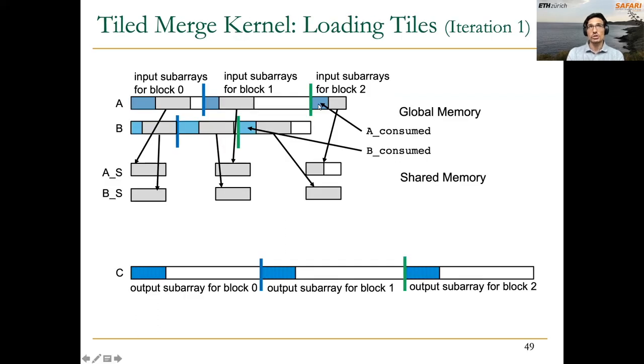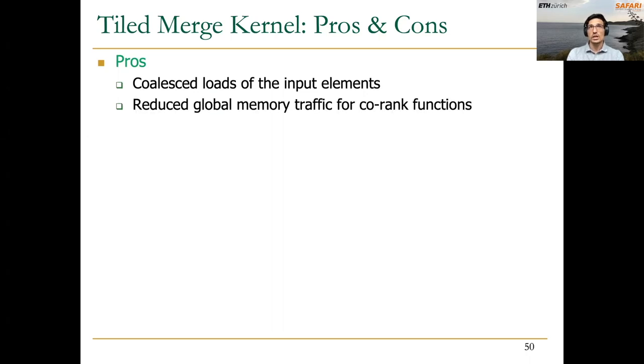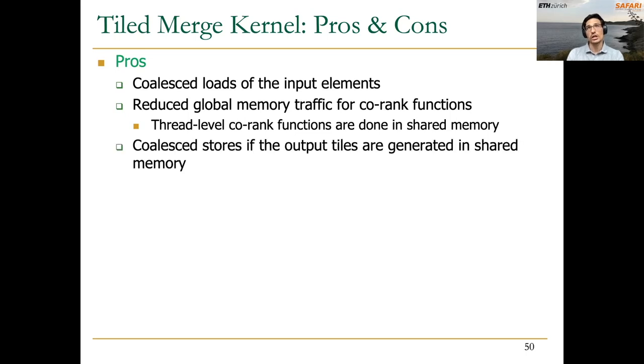The problem here, as you can observe, is that we are reloading, we are accessing again elements that we, the red ones, placed into the shared memory. Now we forget about them and read them again from global memory and place them again into the shared memory. So in the end, there are some elements that we are accessing twice and unfortunately wasting the memory bandwidth. So this tile merge kernel has pros and cons. Among the pros, we have coalesced loads for the input elements. This way, we have reduced global memory traffic for the current functions. We have thread level current functions that are done in shared memory.